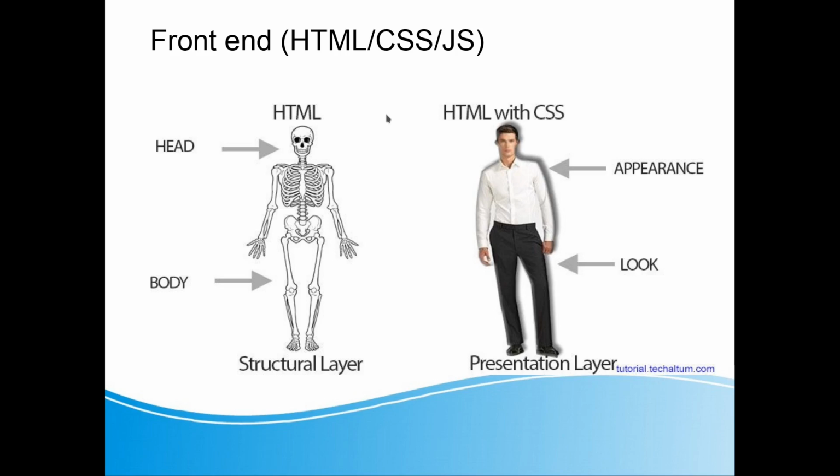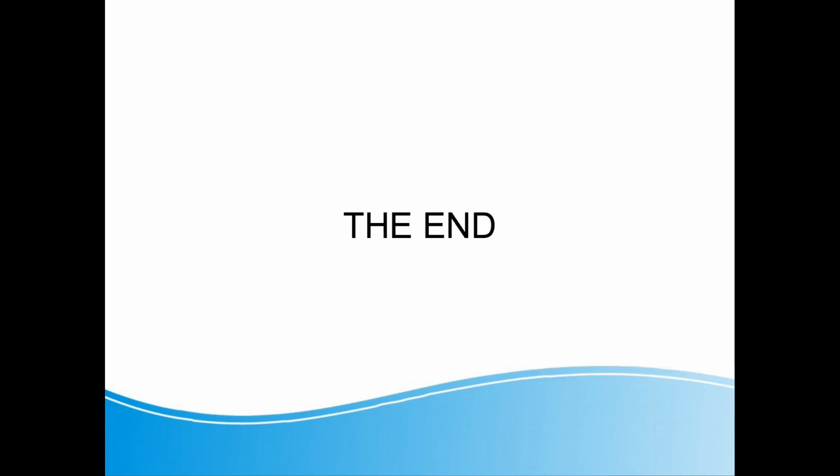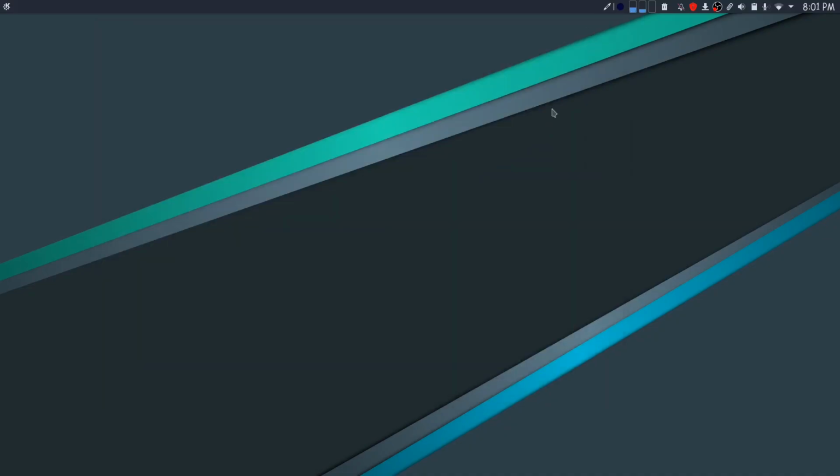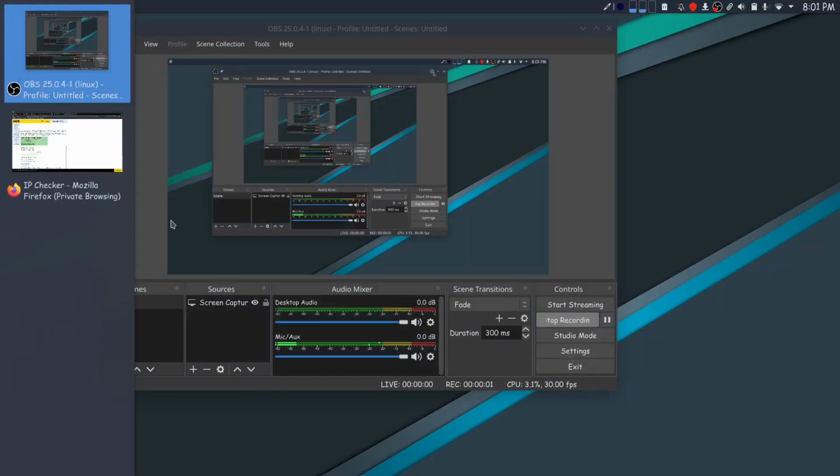Now the next job of a web developer is to develop the backend. This is beyond the scope of this series, but the backend includes setting up servers and dealing with databases. So that's it. Now let me show you how to find the IP address of any URL.